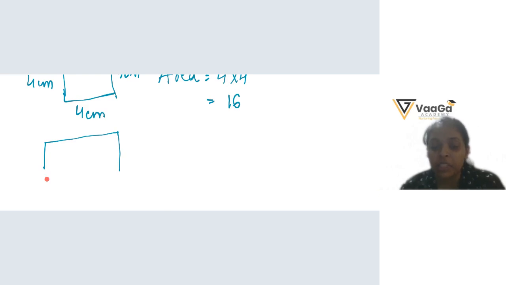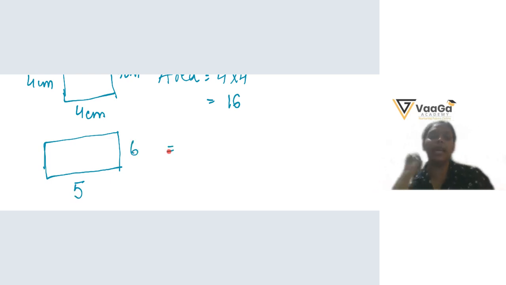It's okay. It happens. And now say this is a rectangle and the length is 5 and the width is 6. So what will be the area for this rectangle? 30. Very good.